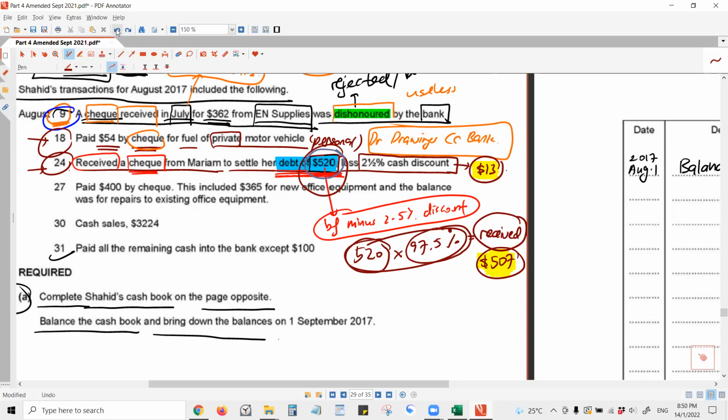So let's record this. You record this, okay? Later you record the 507, then you record the $13. Okay, you receive $507. Cash discount is $13.